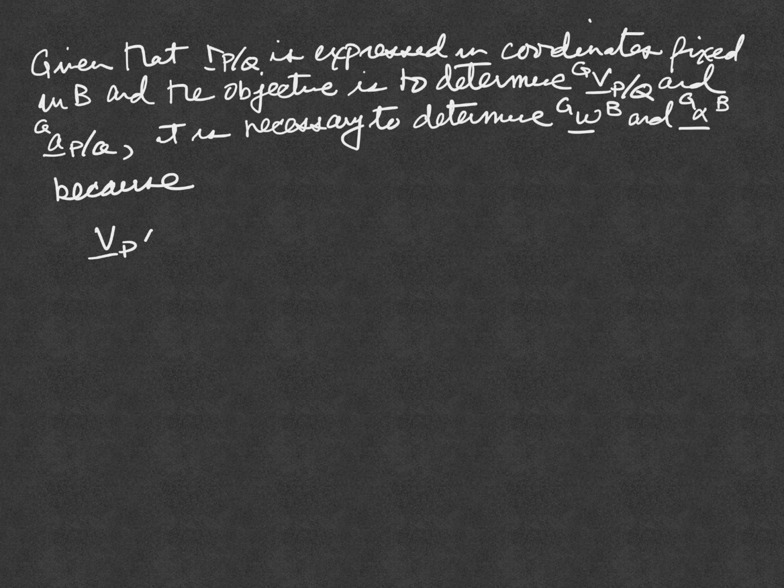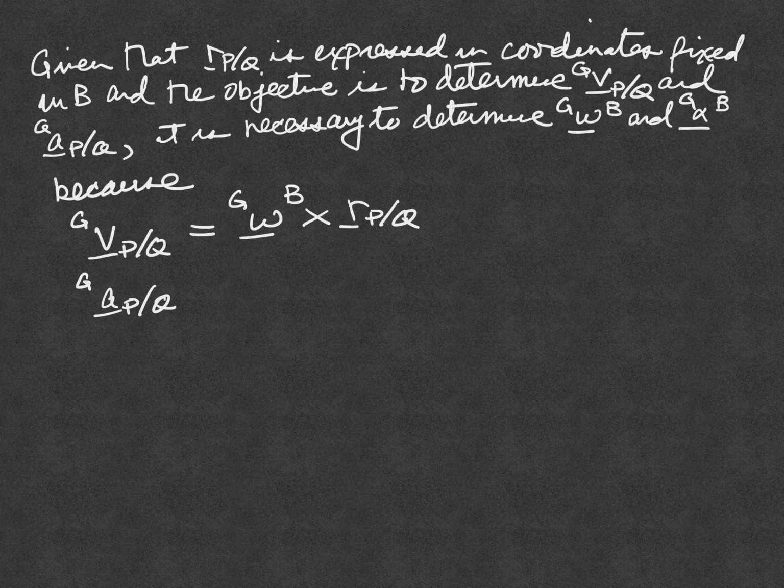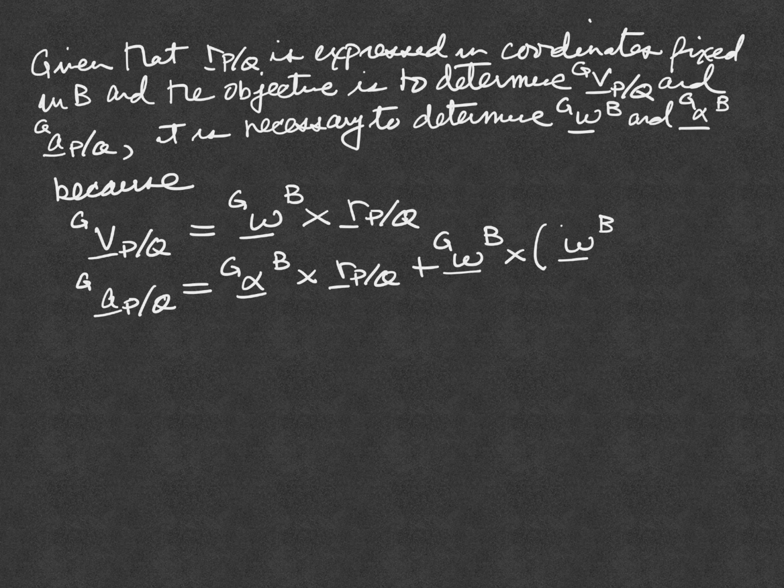The velocity of P relative to Q in G is equal to the angular velocity of B in G crossed with the position of P relative to Q. And the acceleration of P relative to Q in G is equal to the angular acceleration of B in G crossed with the position of P relative to Q plus the angular velocity of B in G crossed with the angular velocity of B in G crossed with the position of P relative to Q. So you can see that I need the angular velocity of B in G and the angular acceleration of B in G.